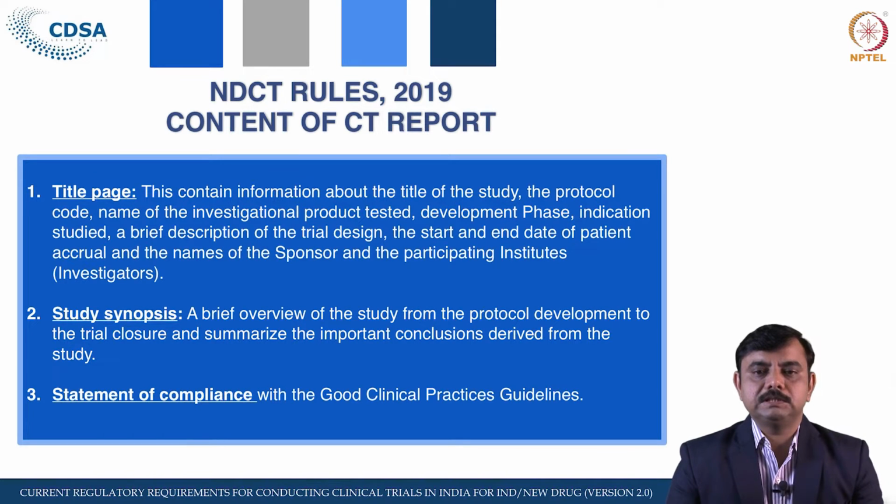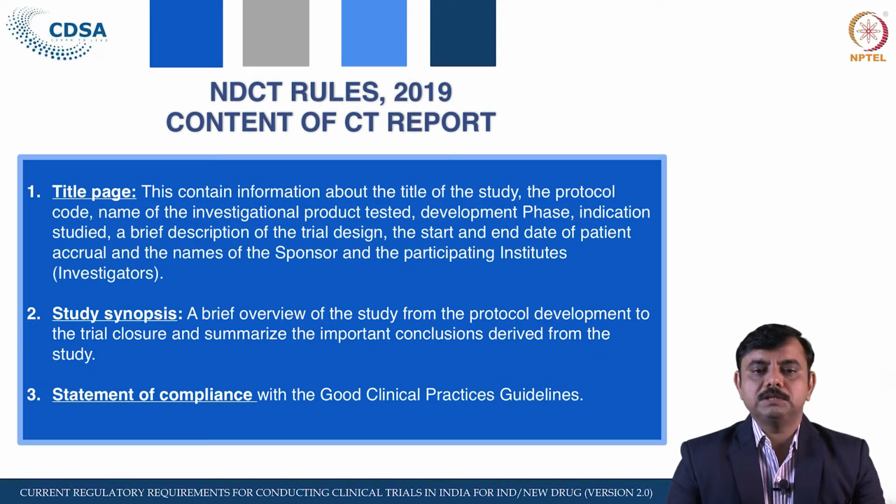First, as we saw in the proposed clinical trial protocol in our previous lecture, there is a title page. This title page should contain the title of the study, whether it is double blinded or single blinded, the protocol code, the name of the investigational product tested, that is the product used during the clinical trial, the indication for which it has been studied, a brief description of the trial design, the start and end dates of patient accrual, and the names of the sponsor and participating institutes, that is the investigators.